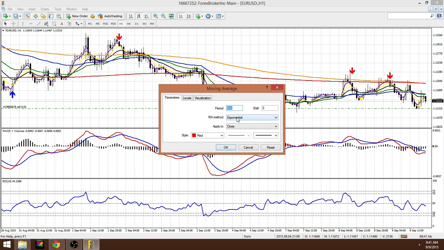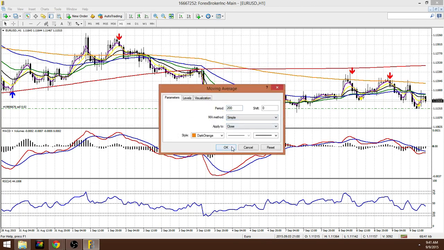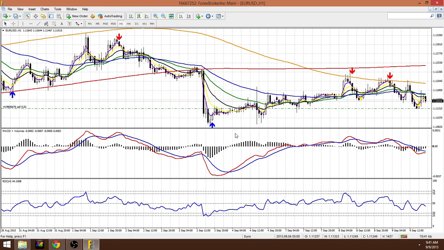You see, oh, this one's exponential. We'll keep it simple. Okay, and then this one should be simple. It's exponential, simple. Okay, you see that? So this is what I've been doing, right?